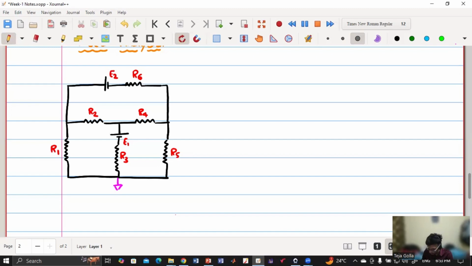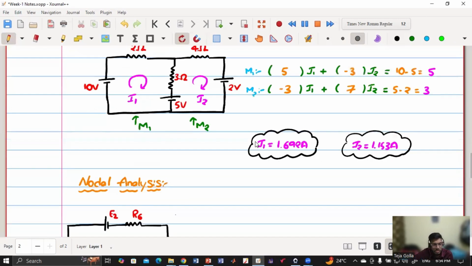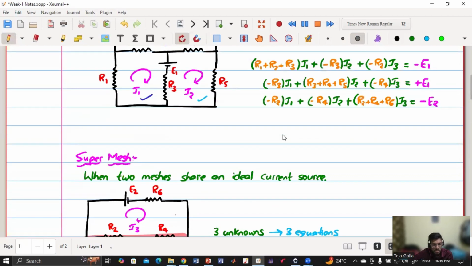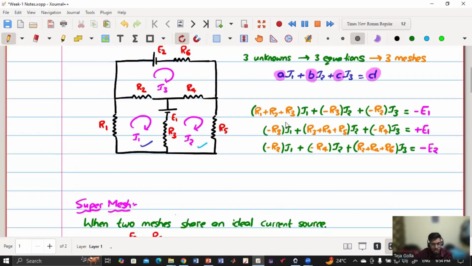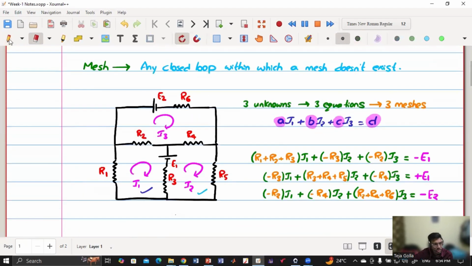Say this is what I'm considering ground. Now I'll consider the other nodes as node A, node B, and node C. Say ground, I'm calling it point O. In the case of mesh analysis, my unknowns are what? My unknowns are currents, because I'm trying to calculate the mesh currents. Let me use the same thing so that you can directly correlate.